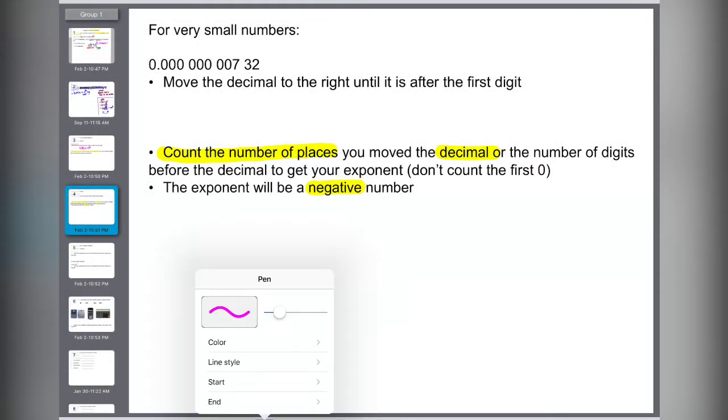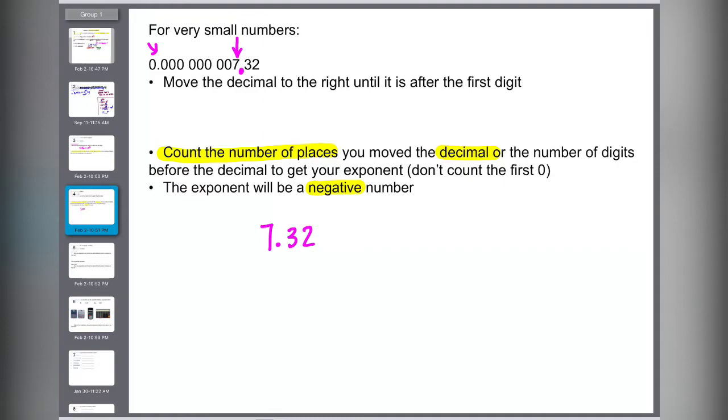Take a look at this number. Okay, it says 0.00 blah blah blah 732. You still put your decimal place behind the first number that is not a zero. So in this case, this 7 is the first number that is not a zero, right? Because we've got a whole bunch of zeros, the 7. So I need my new decimal place to be behind the 7.